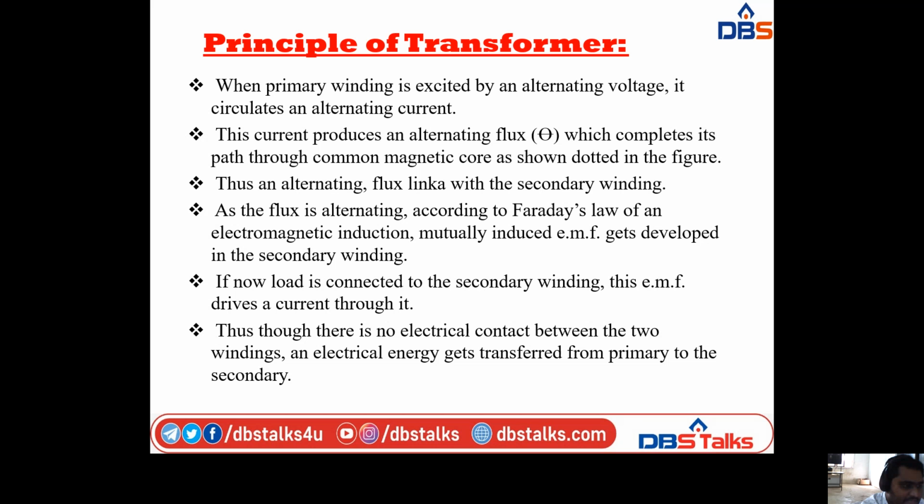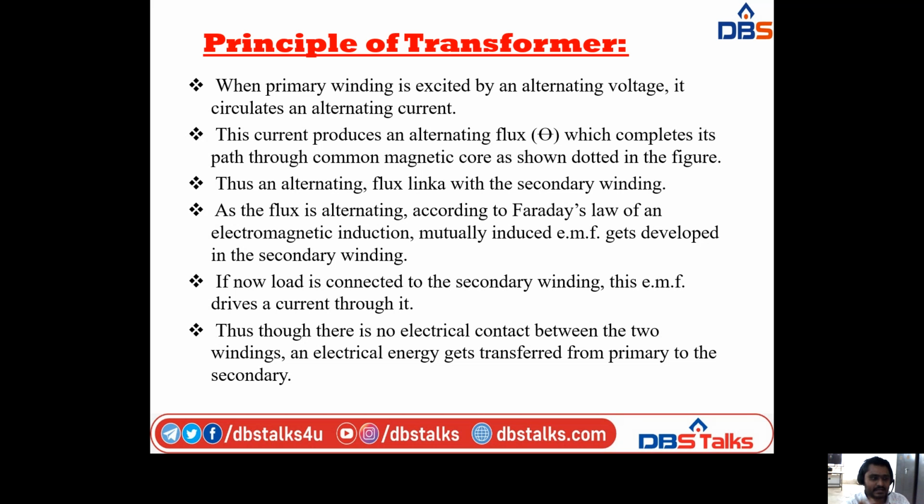Next, when the primary winding is excited by an alternating voltage, it circulates an alternating current. Carefully listen to this. When the primary winding is excited by an alternating voltage, that is the supply voltage, it circulates an alternating current. This current produces an alternating flux, that is phi, which completes its path through the common magnetic core, as shown in the diagram.